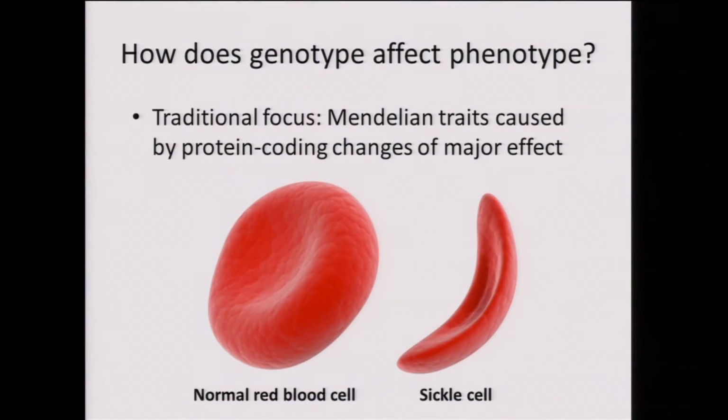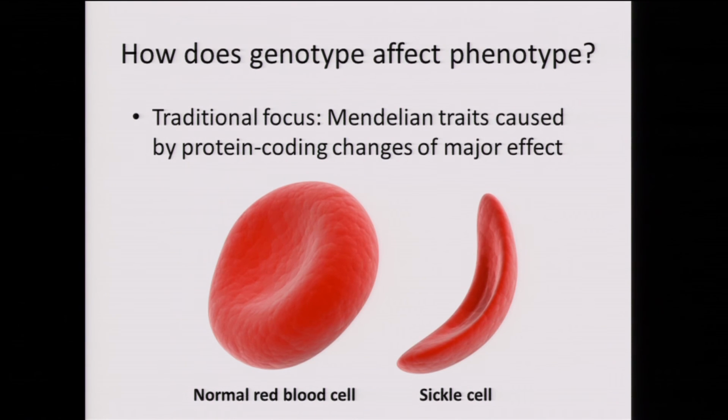So today I'd like to tell you about some of the latest unpublished work to come out of my lab. One of the main drivers of research in my lab is this classic question of how does genotype affect phenotype? The main focus traditionally in this area has been on highly penetrant Mendelian traits that are caused by single protein coding changes of really major effect. A very classic example of this would be sickle cell anemia, which is caused by a single amino acid change.